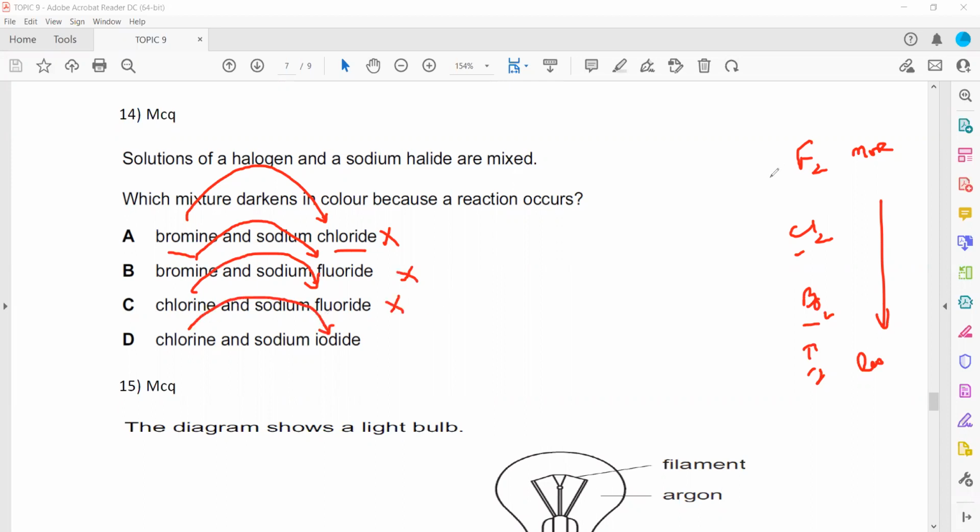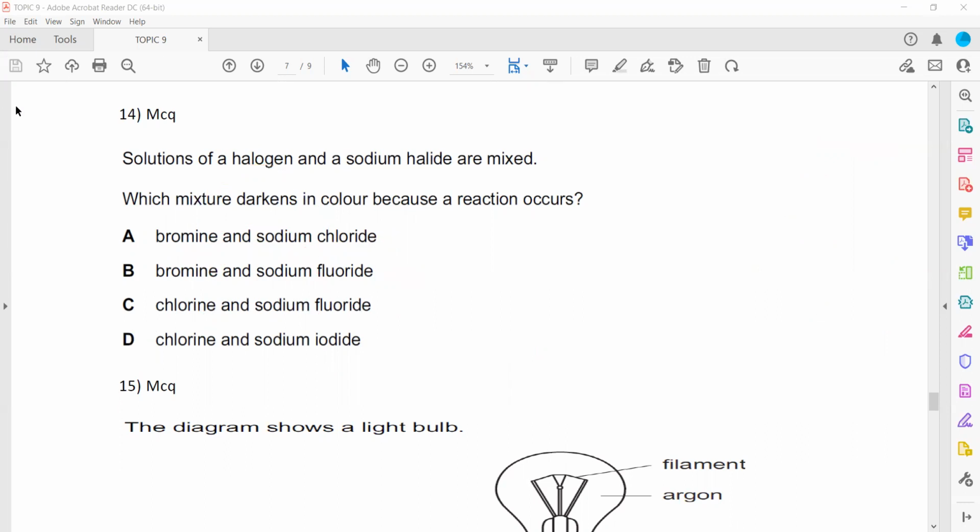Chlorine with iodine: chlorine is more reactive, so yes, there will be a reaction. It will displace, and as a result, it will produce NaCl plus iodine. So for A, B, and C, the reaction will not occur because the halogen we are using is less reactive than the halogen present in the compound. Always the more reactive halogen displaces the less reactive halogen from its compound. So D is the right answer.